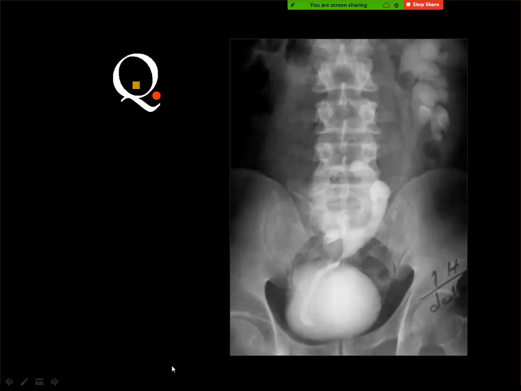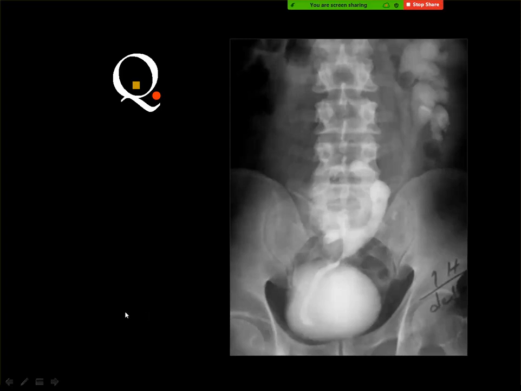Pelvic right kidney. Pelvic kidney. Yes, ectopic kidney. The right kidney is pelvic and ectopic. Anything else? And the other, left kidney complication? Malrotated. More rotated, yes. Any other pathology?